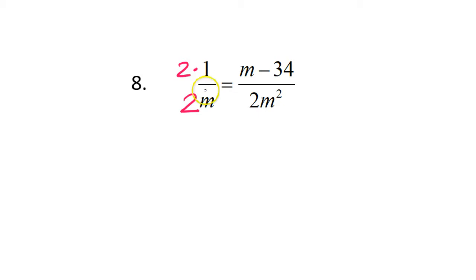So somehow I need both of them to have m squared. Well, if I multiply this by m in the numerator and the denominator, then that makes m squared. So right now I have 2m squared and 2m squared. So I have like denominators. That means the numerators must be the same. So I can ignore the denominators and set the numerators equal to each other.